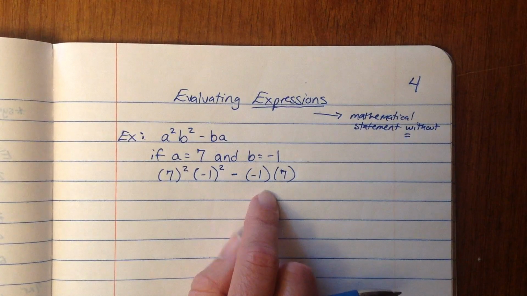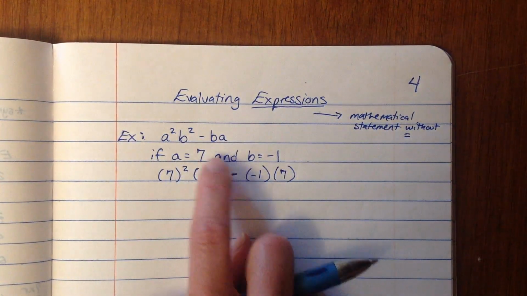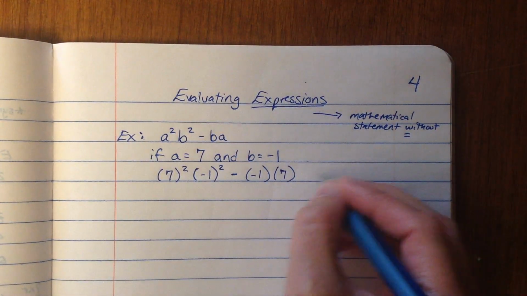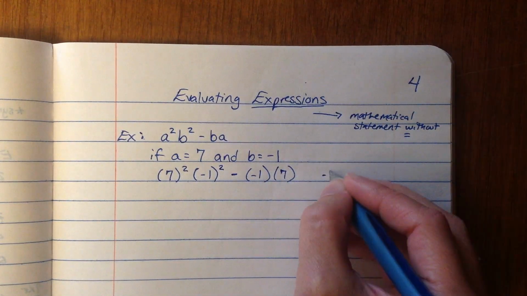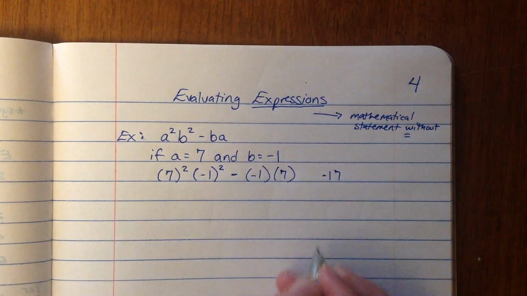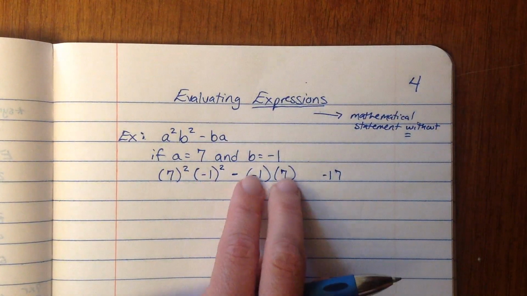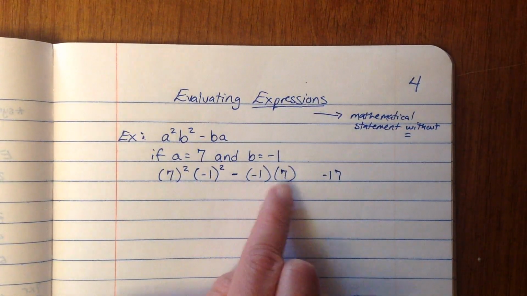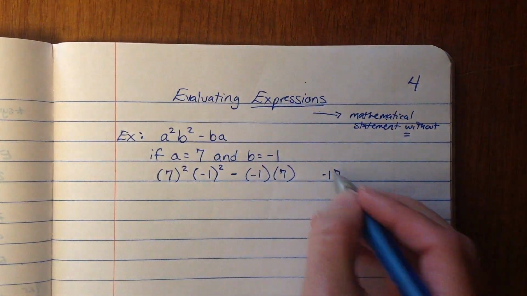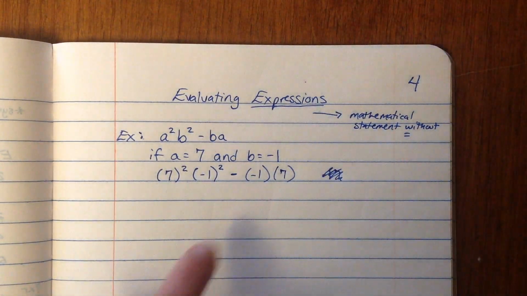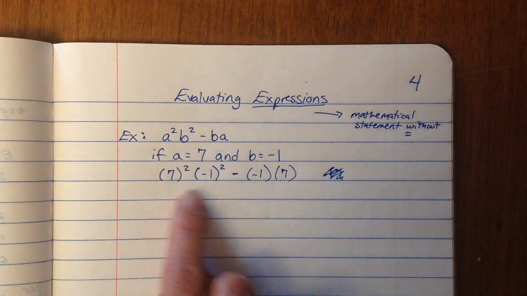I like putting them in parentheses because if you didn't, and you just plugged in a -1 and then a 7 right next to it, it might look like -17. But we're actually multiplying those numbers. It's not -17, it's -1 times 7. So just be careful when you're plugging that in. Put them in parentheses, it makes it easier.